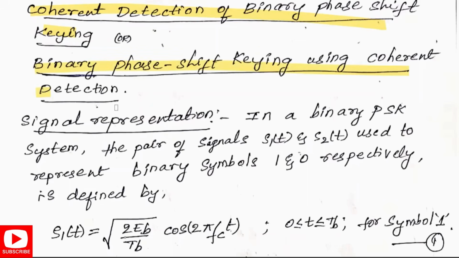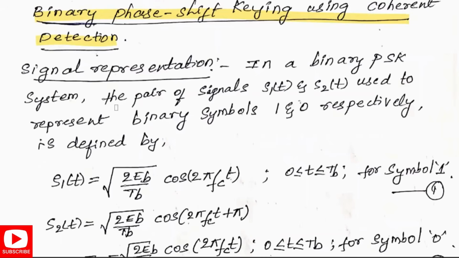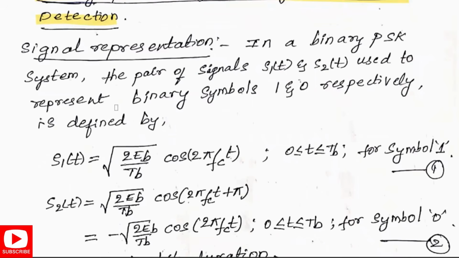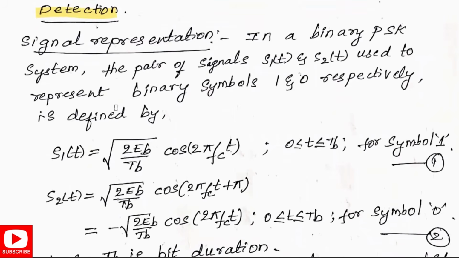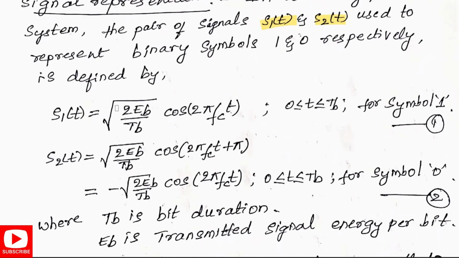Here, the first part is signal representation. So basically, in a binary PSK signal, that is the BPSK system, there's a pair of signals. Let us consider them as S1 of t and S2 of t. They are used to represent the binary symbols 1 and 0 respectively. So firstly, how are they defined?